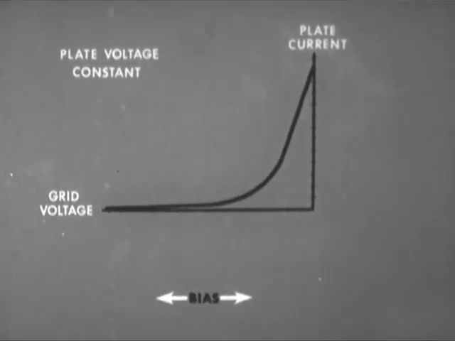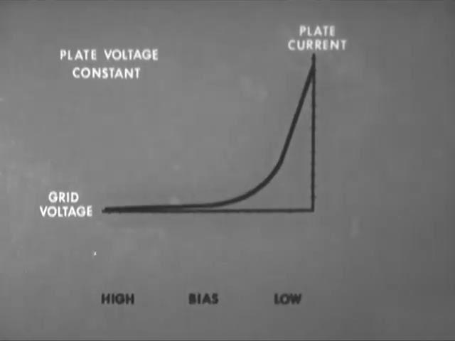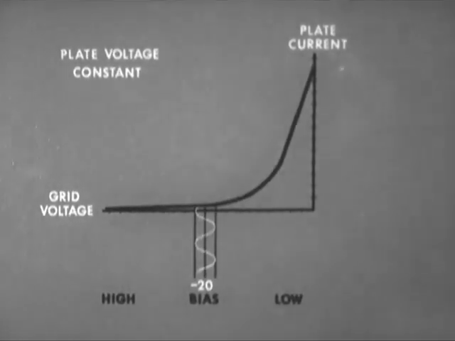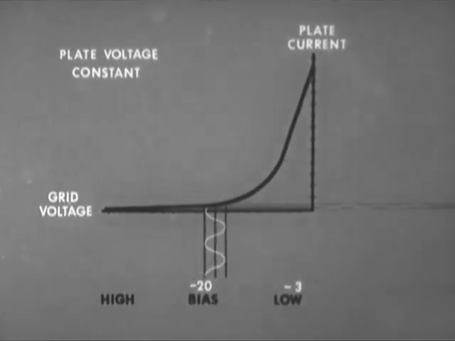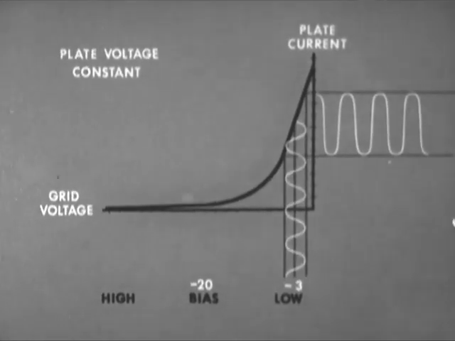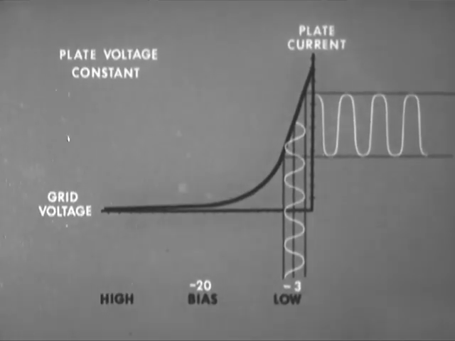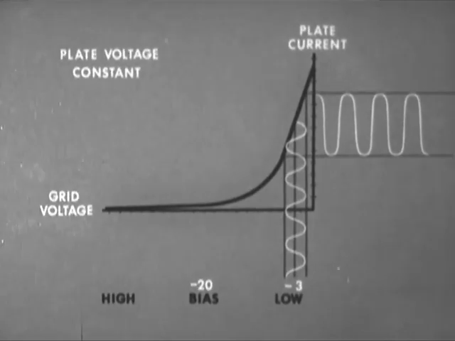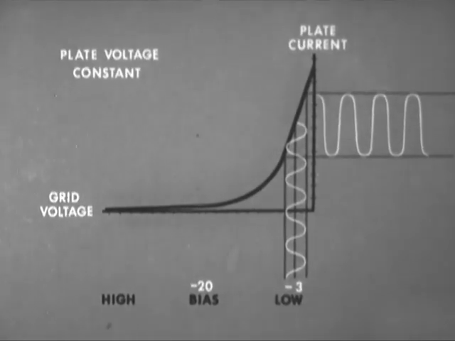If we have a bias of negative 20 and we superimpose a small grid signal, we get a small change in plate current. If we change the bias to negative 3 with the same input signal, we get a much larger change in plate current. Since the output signal is proportional to this changing plate current, you can see that the gain of the tube is high when the bias is low, and the gain is low when the bias is high.